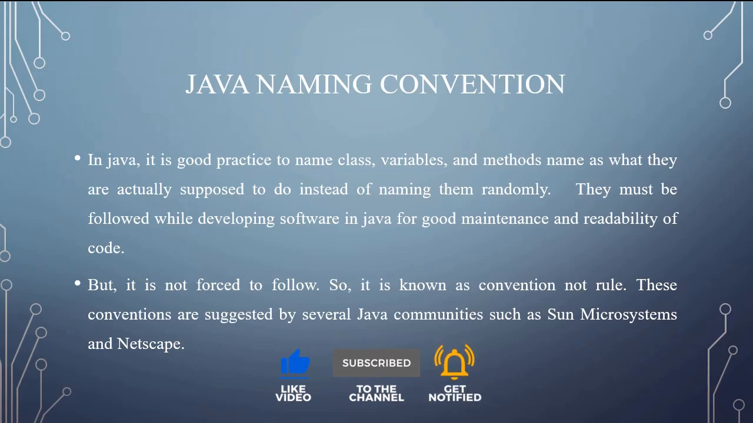It is good practice to name classes, variables and methods as what they are actually supposed to do, instead of naming them randomly. Why do we need naming conventions? For good maintenance and readability of code while developing software. But it is not forced to follow. That's why we call it a convention, not a rule. These conventions are suggested by several Java communities like Sun Microsystems and Netscape.